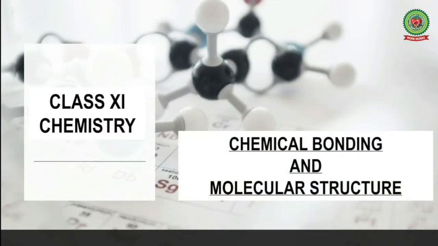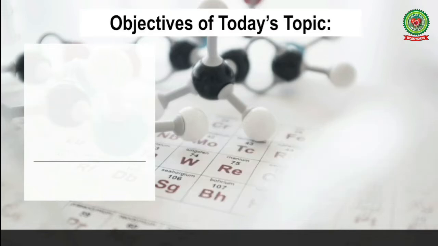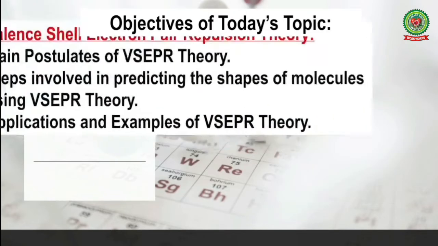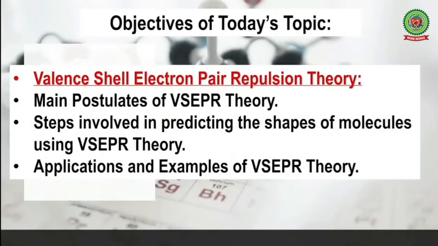Let us further discuss the chapter Chemical Bonding and Molecular Structure. The objectives of our today's topic will be valence shell electron pair repulsion theory, and in this we are going to cover its main postulates, steps involved in predicting the shapes of molecules, applications and examples of VSEPR theory.